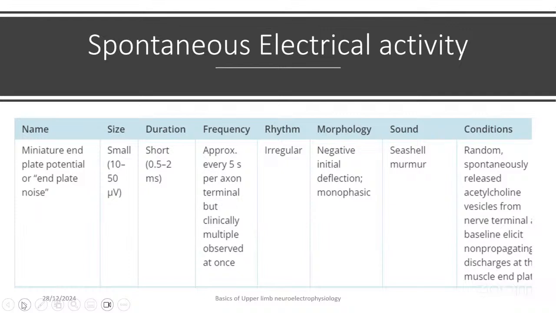It is very small, 10 to 50 microvolts. Duration also 0.5 to 2 milliseconds. Approximately every 5 seconds per axon terminal, but clinically multiply observed at once. Irregular rhythm, negative initial deflection that is going up, and monophasic, seashell murmur.